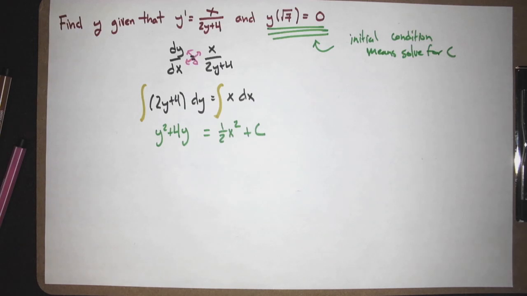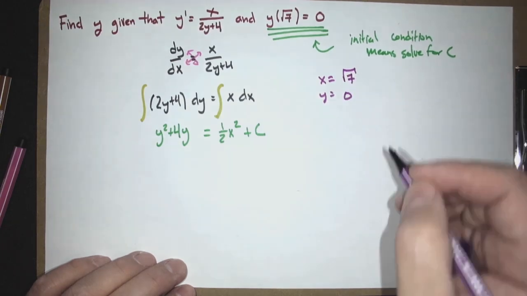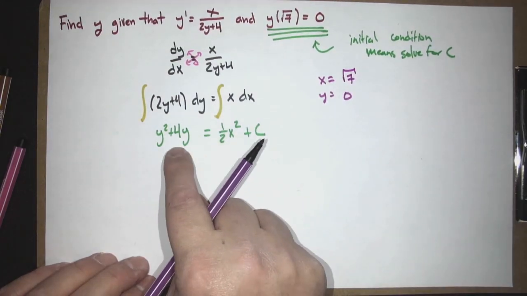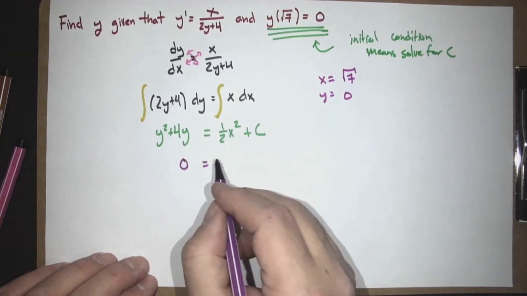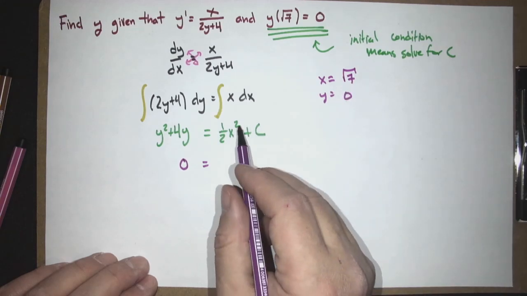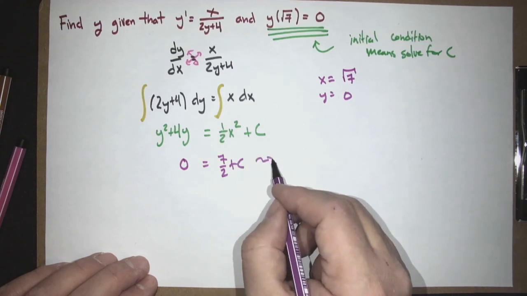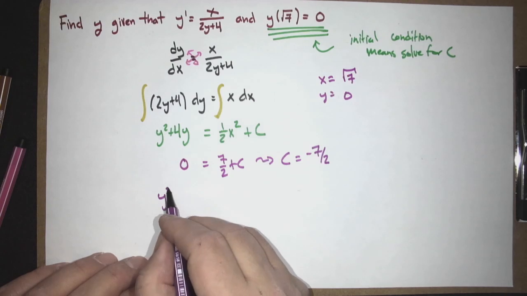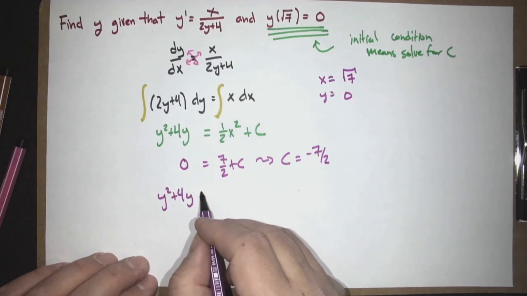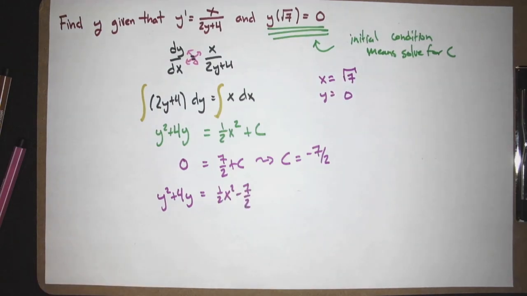Our initial condition says what? What's our x value and what's our y value? X equals square root of 7, y equals 0. Y equals 0 looks very convenient right now. So 0 squared plus 0, 0, square root of 7 squared is 7. So that's 7 over 2 plus c. So what is c? Negative 7/2. So we have y squared plus 4y is equal to 1/2 x squared minus 7/2. Cool.